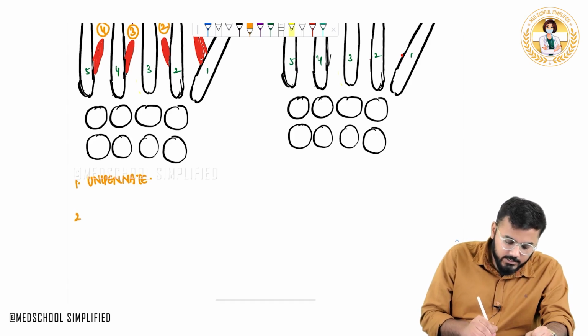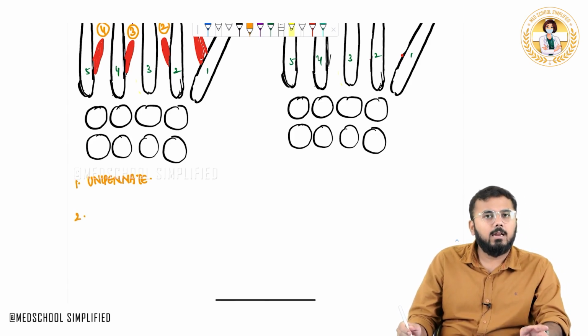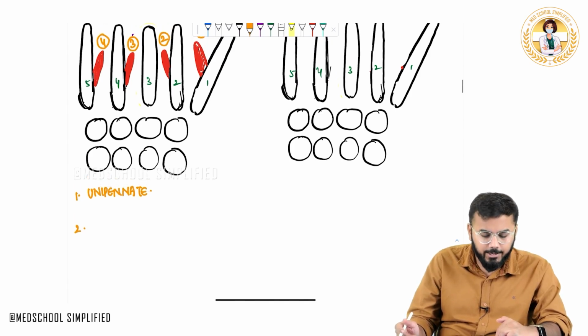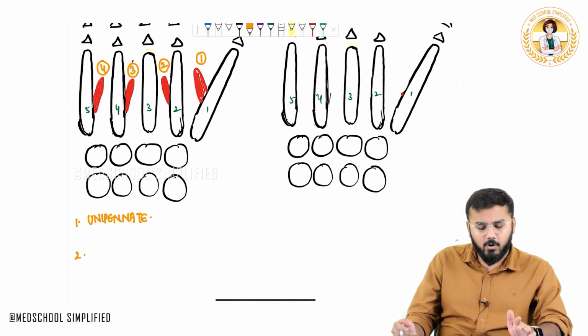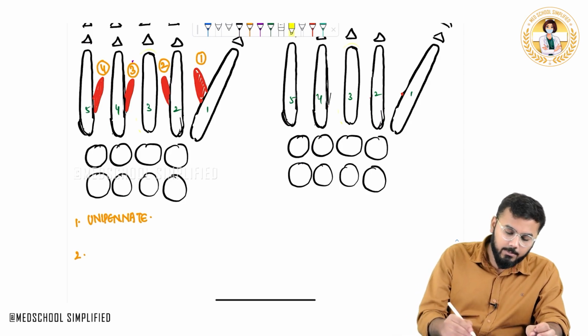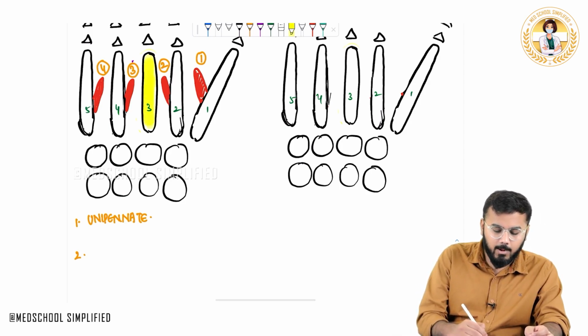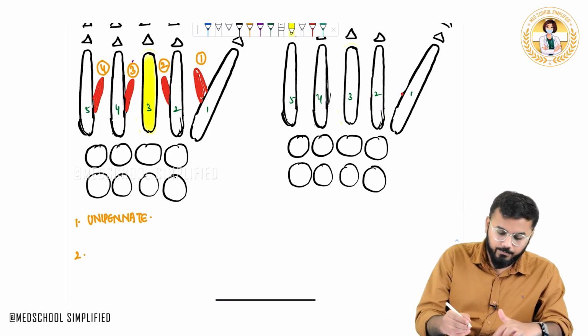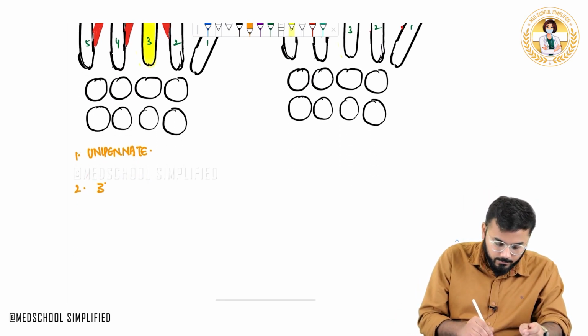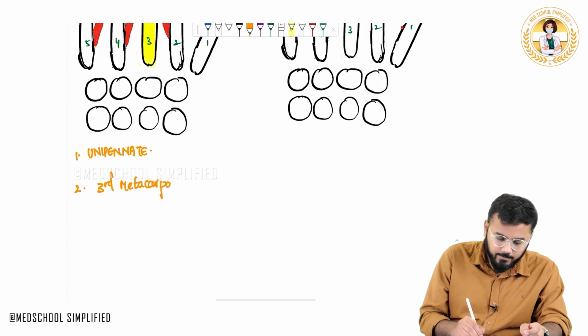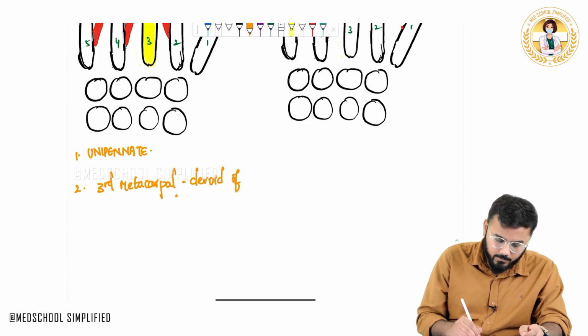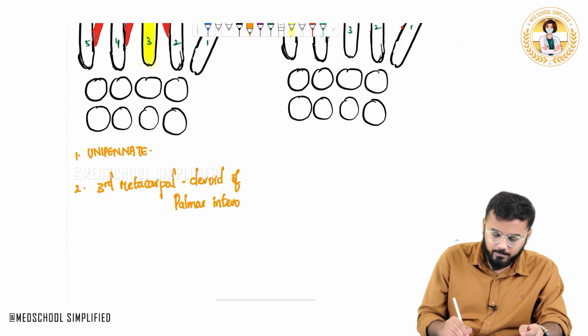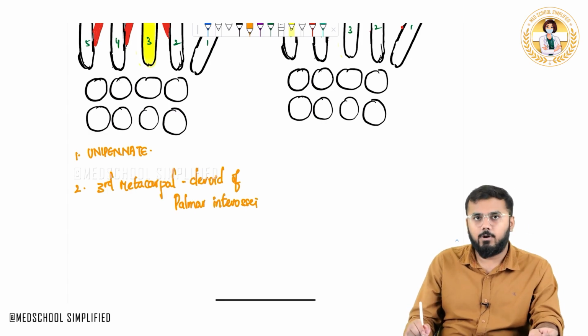And the second important question which is repeatedly asked is, which metacarpal does not have any kind of palmar interossei? Metacarpal number 3 is devoid of palmar interossei. You see here, metacarpal number 3 does not have any palmar interossei attached. So, the third metacarpal is devoid of palmar interossei.